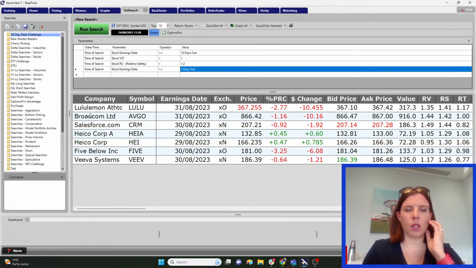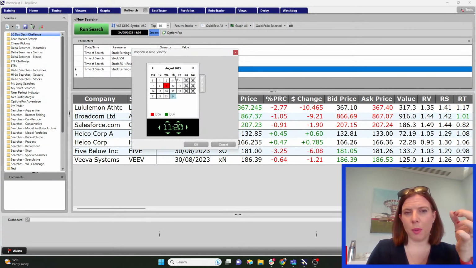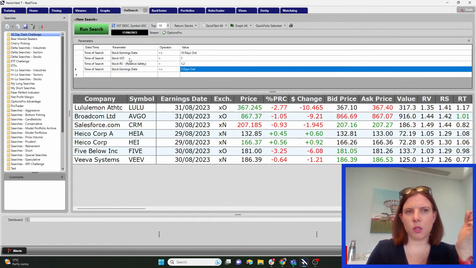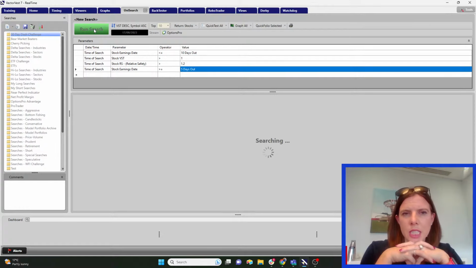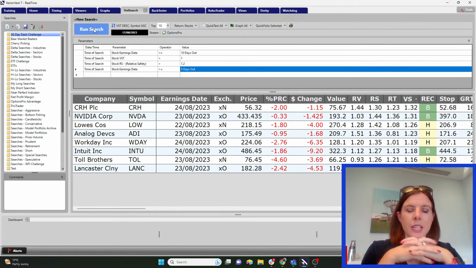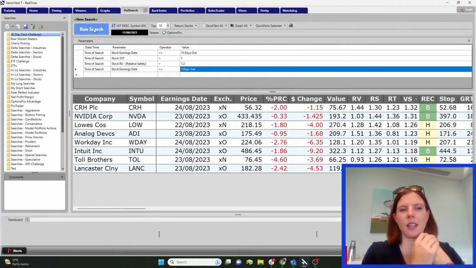Okay, now there you go. I have an even narrower group. Here's Lululemon, Broadcom, Salesforce, etc. Instead of changing back here to a week ago, I can always literally go back in time to the 17th, press OK, run the search again. What have we got? We are searching. Here we go. We have CRH, Nvidia, basically the same stocks that I showed you the last time I did this, but CRH, Nvidia, Lowe's, Analog, Workday, Intuit, Toll Brothers, Lancaster.